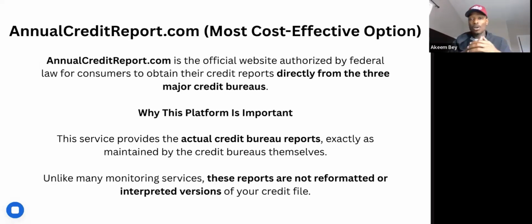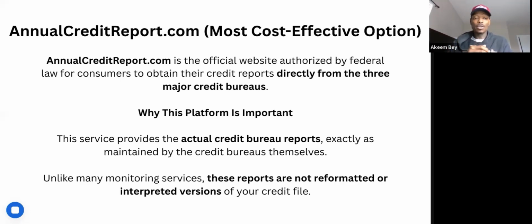Right. So annualcreditreport.com is basically the most cost effective because it's free and you can get a free credit report every week and you're going to get your actual credit reports, right? So annualcreditreport.com is the official website authorized by the federal law for consumers to obtain their credit reports directly from the three major credit bureaus.